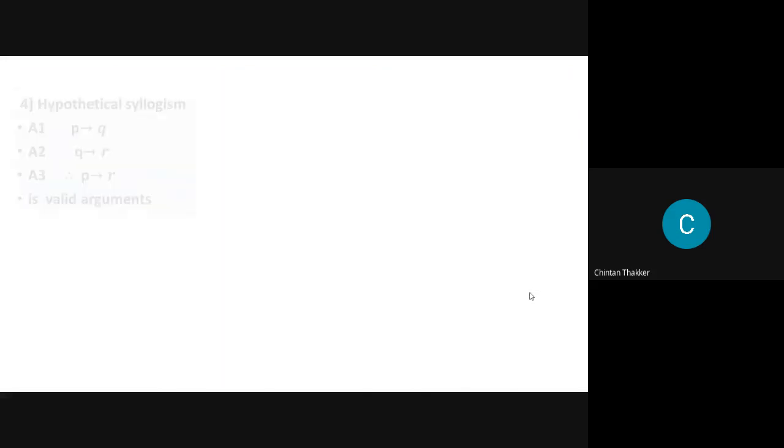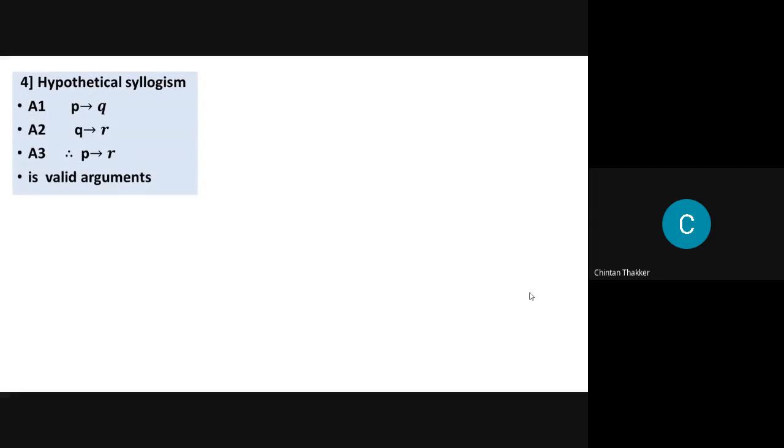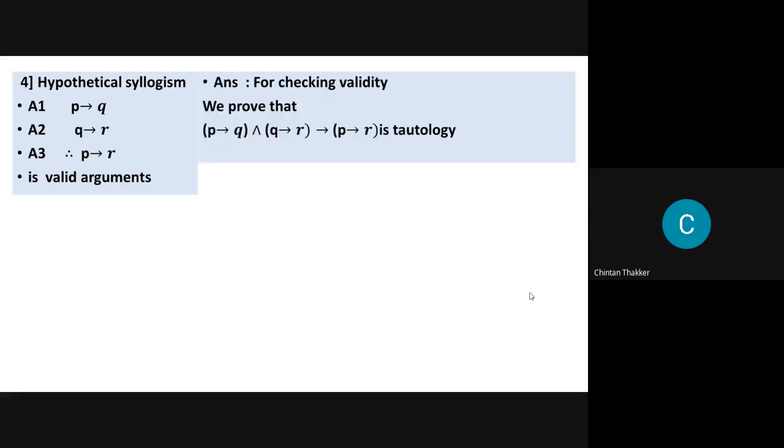Now in a similar way we can check the others. The fourth one is hypothetical syllogism. To check whether it is valid, we again use the truth table.